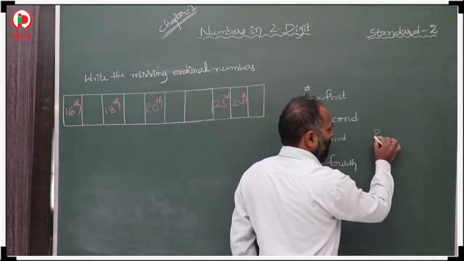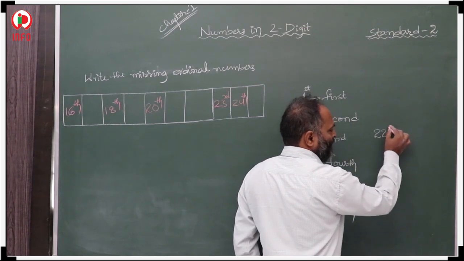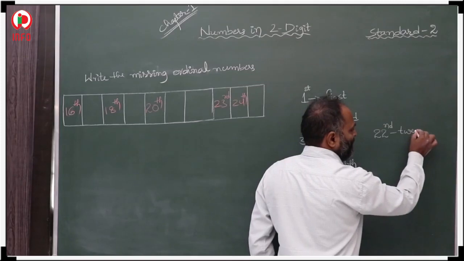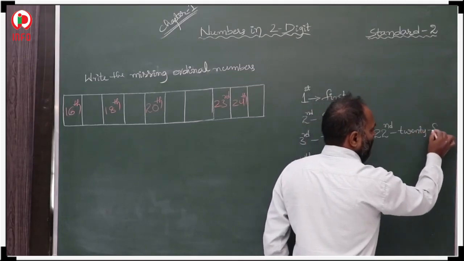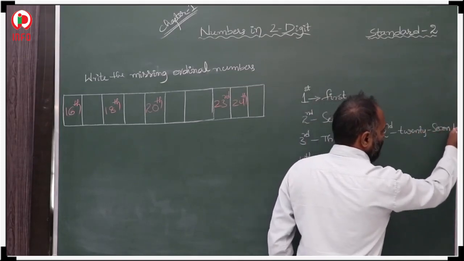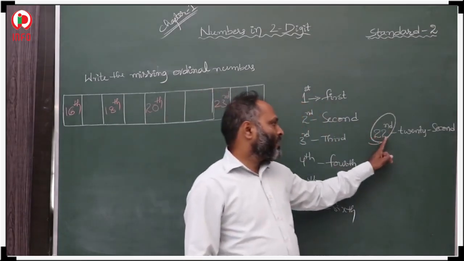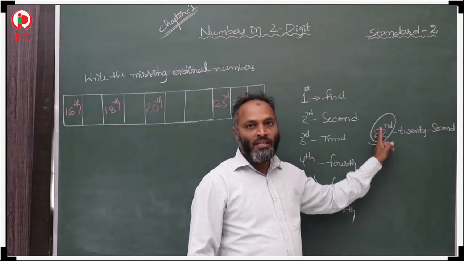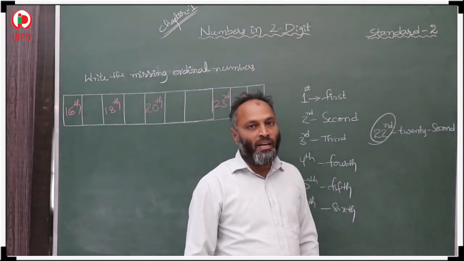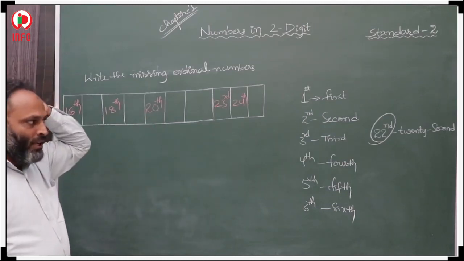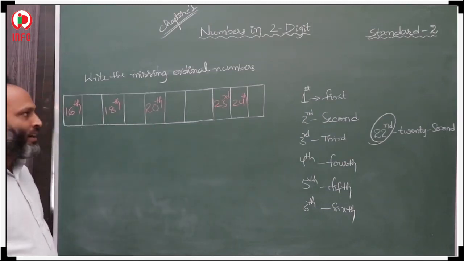Suppose if I take 22, it means 22nd. The 22nd ordinal number is written as 22 with the ending. Here also some ordinal numbers are missing. Those ordinal numbers we have to write.